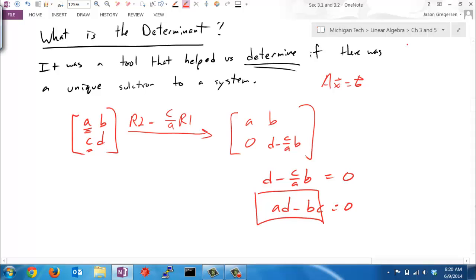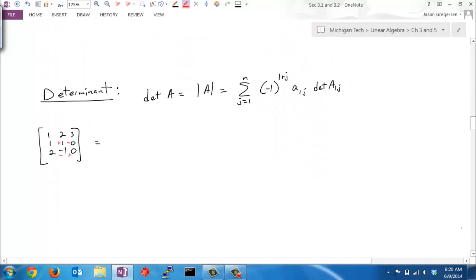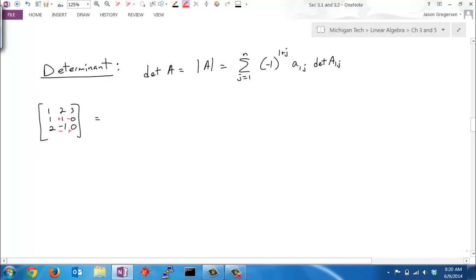Okay, so that's kind of the why. That lets us do 2 by 2s. What about bigger things? What about larger things? Well, we're going to have sort of a recursive definition. That definition looks kind of ugly, so we'll go through it once using the definition, and then we'll break it down and do some calculations to make it not so tedious. And then we'll learn some properties to make them calculate much quicker.